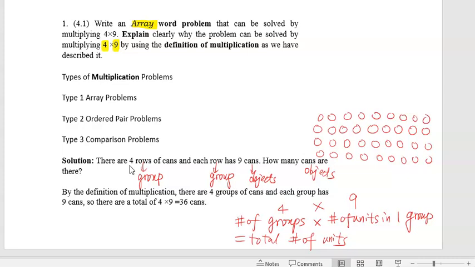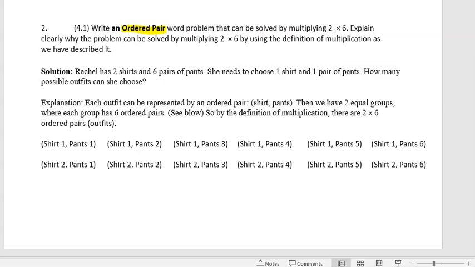Now let's look at the second type, which is ordered pair. In the ordered pair problem, you cannot say we have 4 rows and every row has; that's called an array problem. The ordered pair problem usually requires making a combination of 2 different things. For example, when you make a sandwich, you need bread and cheese. Or if you make a pizza, you could have different toppings. Or you can make an outfit. In this case, I'm making an outfit which consists of a shirt and a pair of pants. So there are always 2 things involved, and we put them together. That's called ordered pair, and it makes one outfit, or one sandwich, or one pizza.